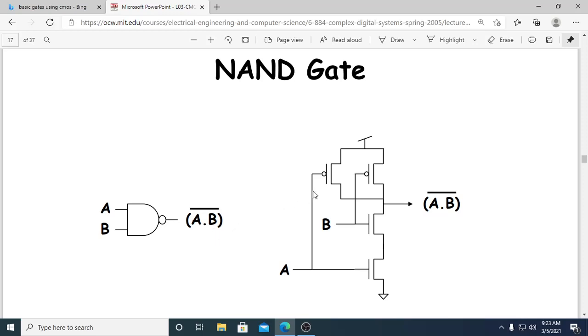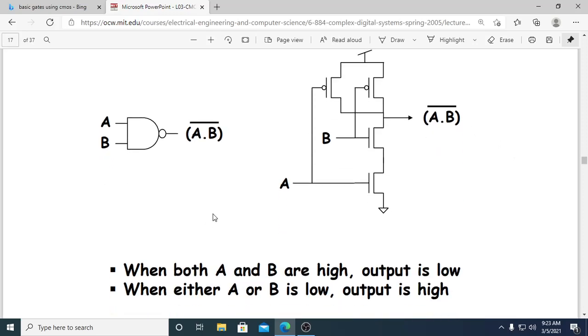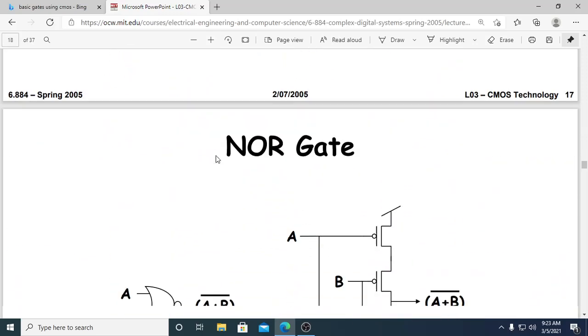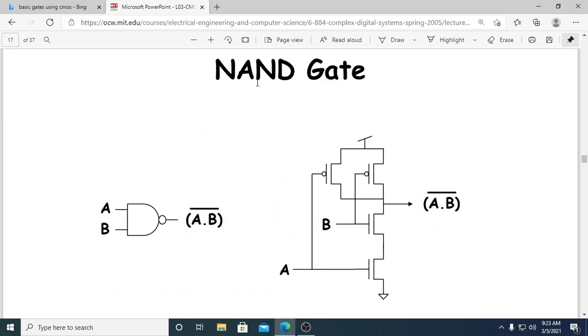We know that the PMOS, indicated by the bubble, is my pull up. It will pull up to VDD, that is 1, and this bottom structure will pull down to 0, ground level. We will realize whether we are getting the expected output, and check the truth table.